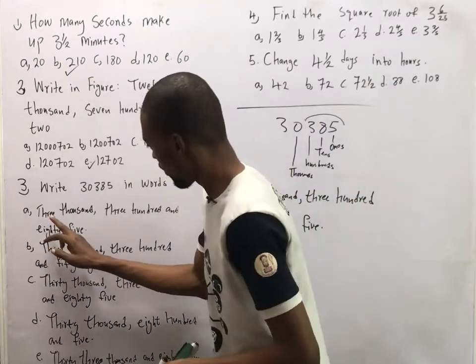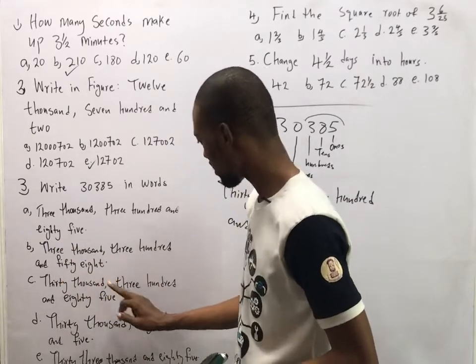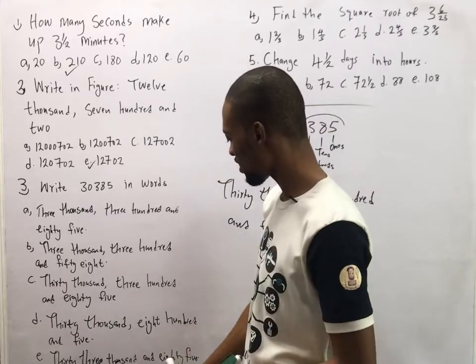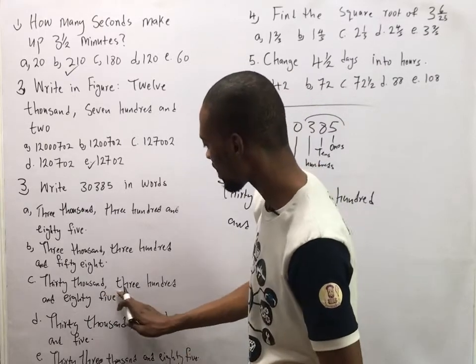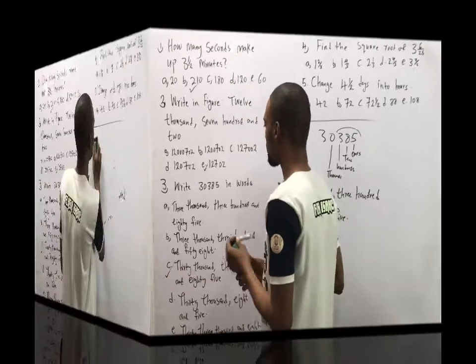30,385. 3,000 no. 30,830 no. This is 30,385. So option C is the correct option.